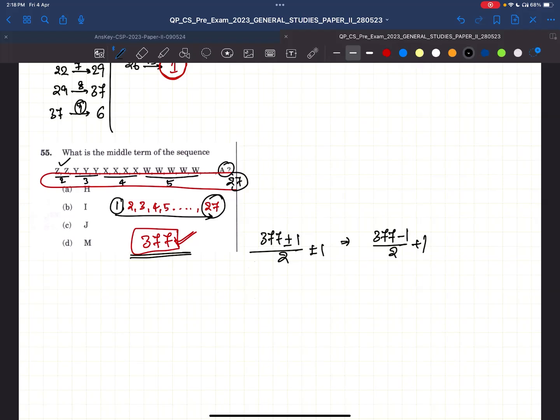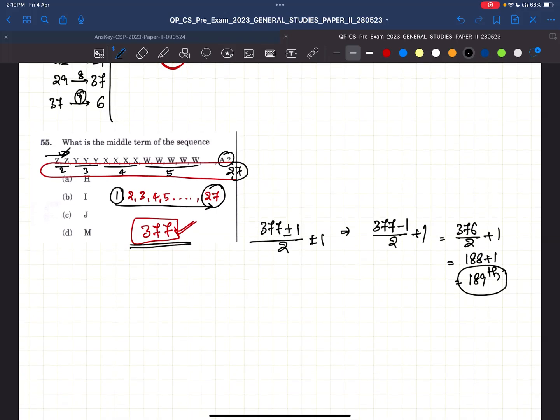Let's find the value. 377 minus 1 means 376 by 2 plus 1. It is 188 plus 1, 189. The 189th term will be the middle term. Okay? Now, instead of going from the start, let's come from the reverse. It will be very easy.